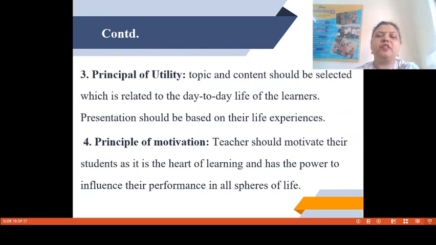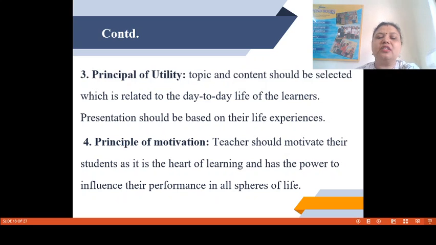Third principle is the principle of utility. This principle says that we only take interest in what is useful for us. So whatever content we want to deliver through the presentation needs to be useful for the student. Only then will the students take interest. So topic and content should be selected which is related to the day-to-day life of the learners. Presentation should be based on their life experiences. Then they'll take interest in it.